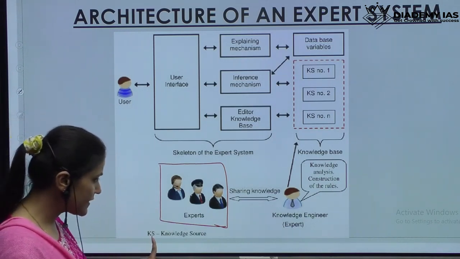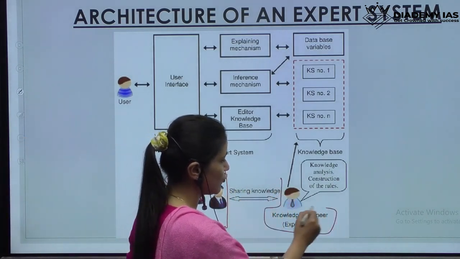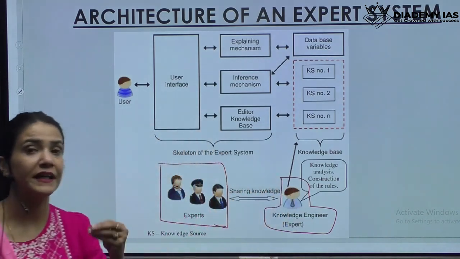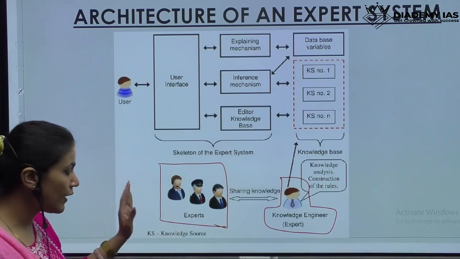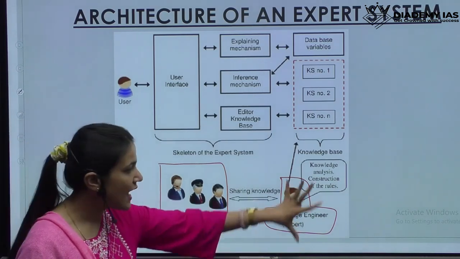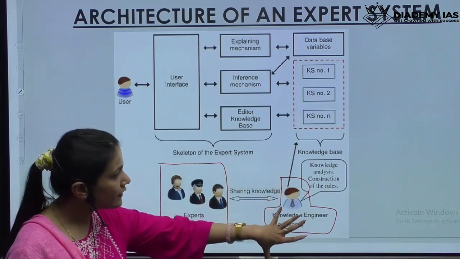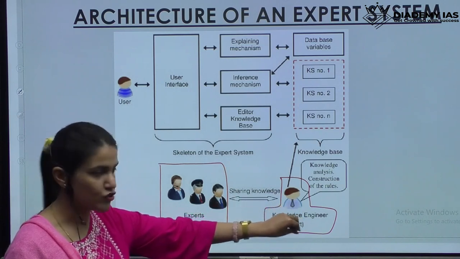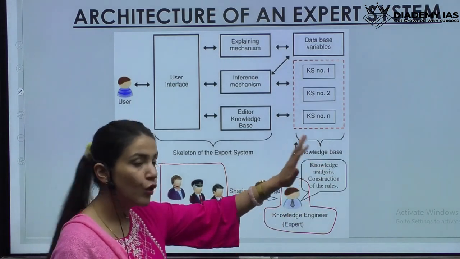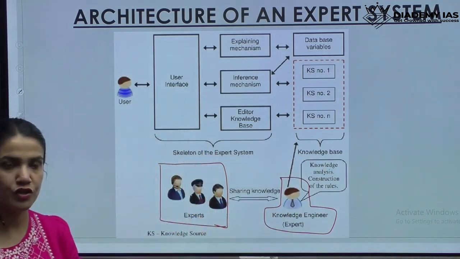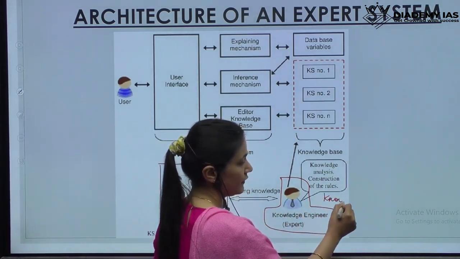These experts are going to share their knowledge with the knowledge engineer, who is going to be the technical person. He is not going to be an expert, but he is going to receive all the knowledge from those experts and utilize it in consideration to the computer system. Right, so there comes the role of a knowledge engineer. The knowledge engineer has the role of construction of the rules and all the knowledge analysis. So this is the entire knowledge base. This is the person who actually creates the knowledge base. Always remember that.